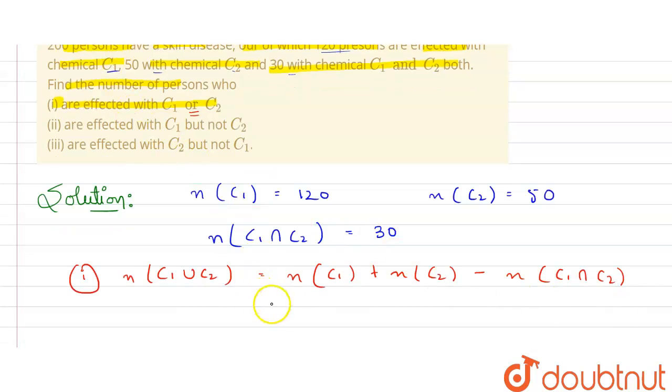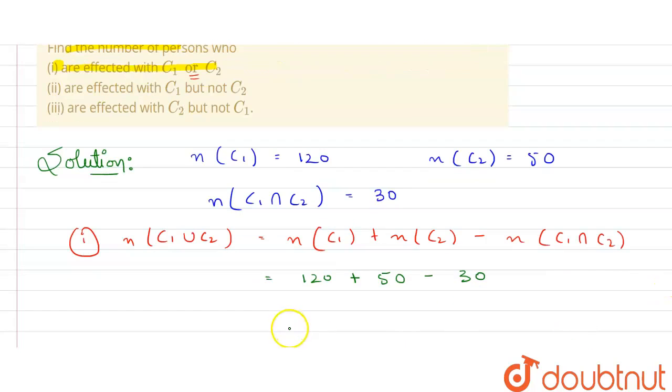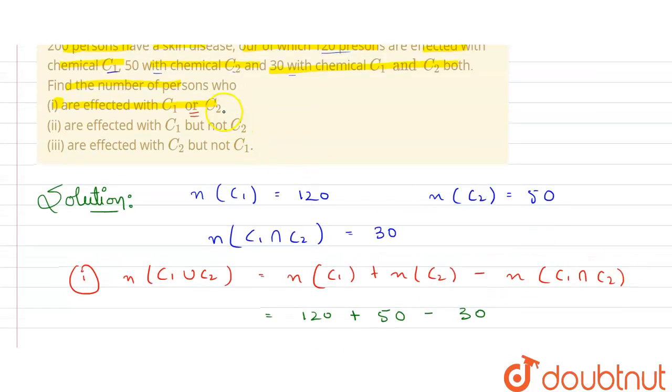Let's put the values in this formula. It is 120 plus 50, which is given to us, minus the intersection value of 30. So 120 plus 50 minus 30, that is 20 more than 120, so it will be 140. So the number of persons affected with C1 or C2 is equal to 140.